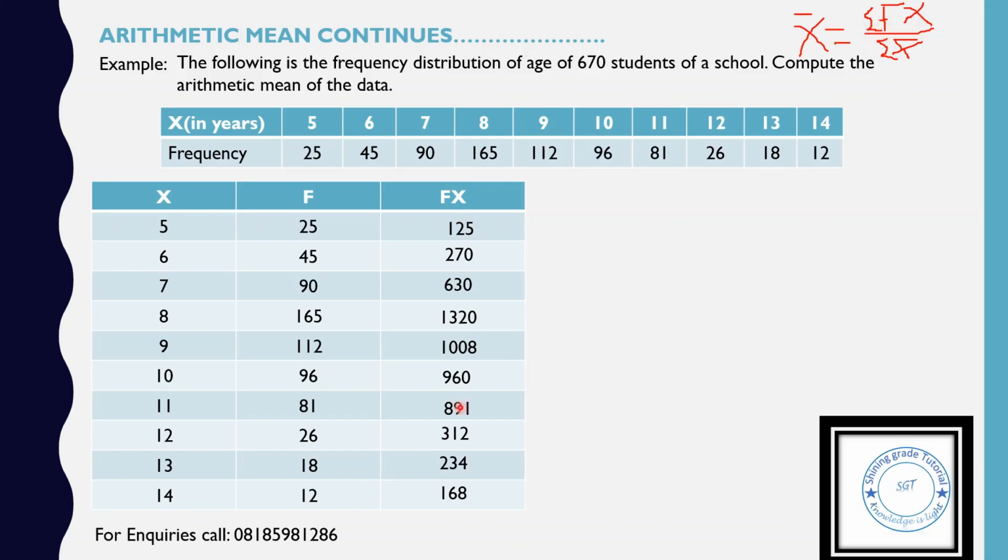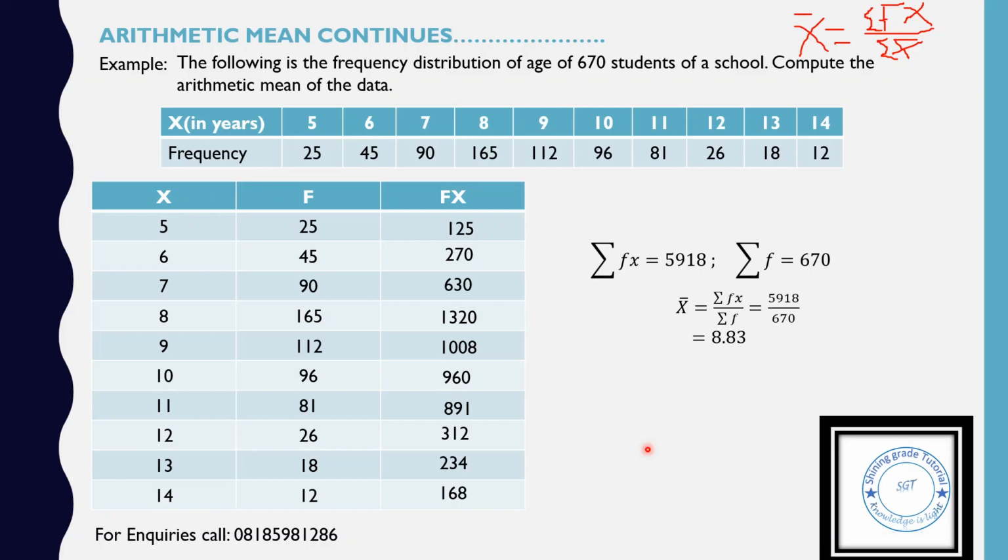So we need to sum everything here together, and also sum our f values together. Summation fx we have to be equal to 5918. When we sum all values here together, that amounts to this. And summation f, summing all the values here together, equals 670, as given, the number of students. So our x bar will be equal to summation fx over summation f. That gives us 5918 divided by 670, which is our summation f, and that gives us our mean, which is 8.83.